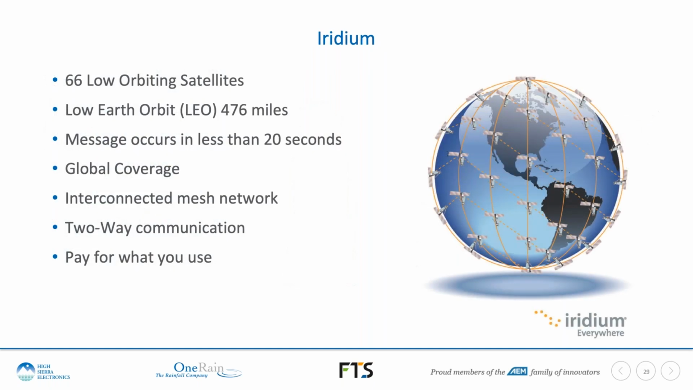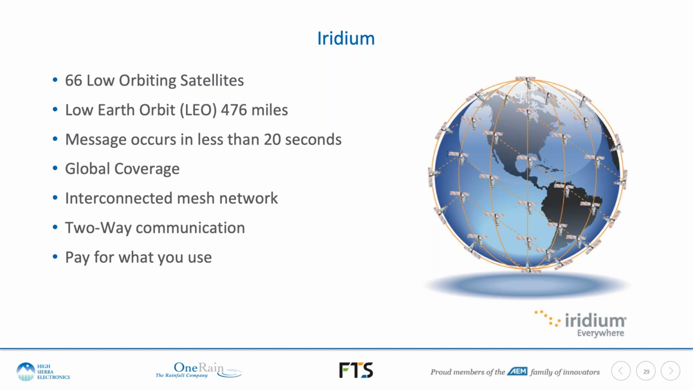As far as our next telemetry, we want to talk about Iridium briefly here, but Iridium is more of a commercial type satellite. GOES is managed by the government. Iridium is a commercial satellite, or satellites rather. There are 66 low orbiting satellites. They orbit at 476 miles from the Earth. They're going at 8 kilometers per second.